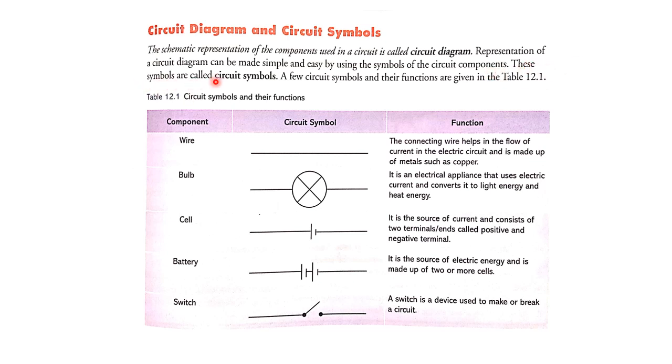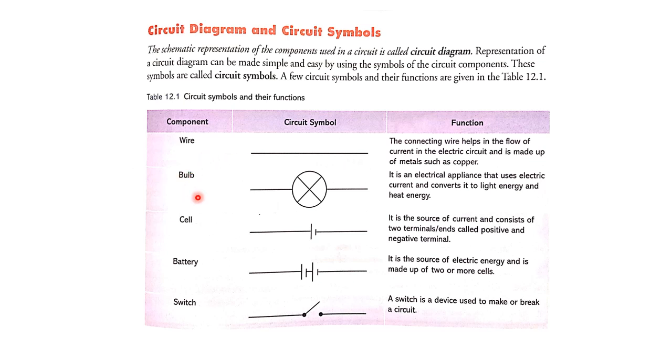These symbols are called circuit symbols. A few circuit symbols and their functions are given in table 12.1. So you see the components, the circuit symbols, and their functions. Wire, this is the circuit symbol of the wire. The connecting wire helps in the flow of current in an electric circuit and is made up of metals such as copper.